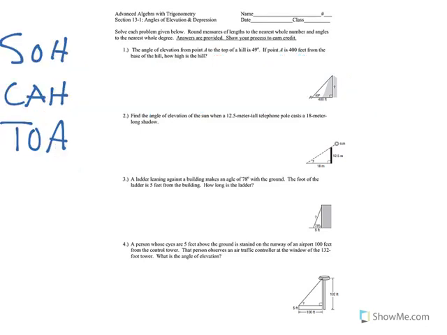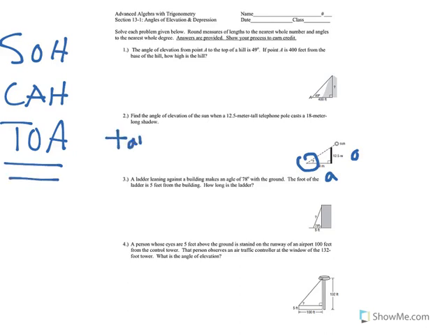Okay, so now let's look at the next example. It says, find the angle of elevation of the sun when a 12.5 meter tall telephone pole casts an 18 meter long shadow. So what we're looking for right here is the angle looking up. We don't know that angle. If you look from that angle, 12.5 is the opposite side and 18 is the adjacent side. So we're going to use tangent again.